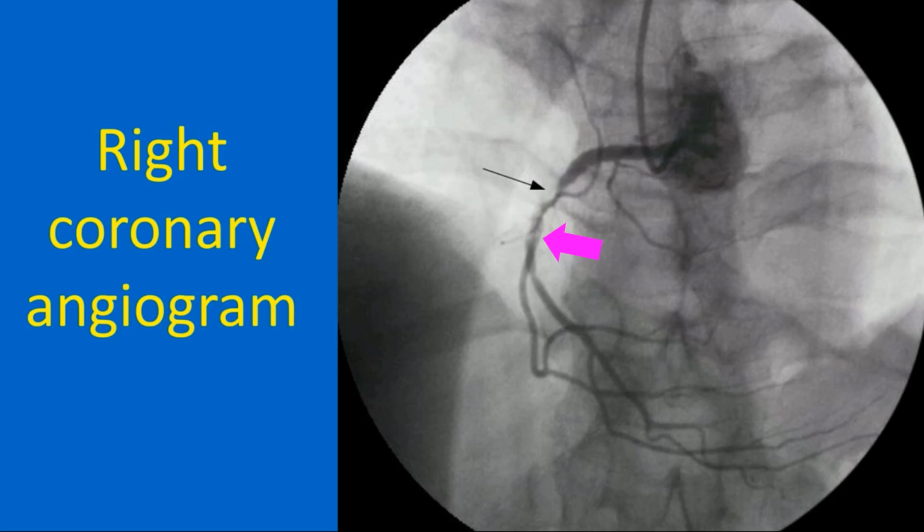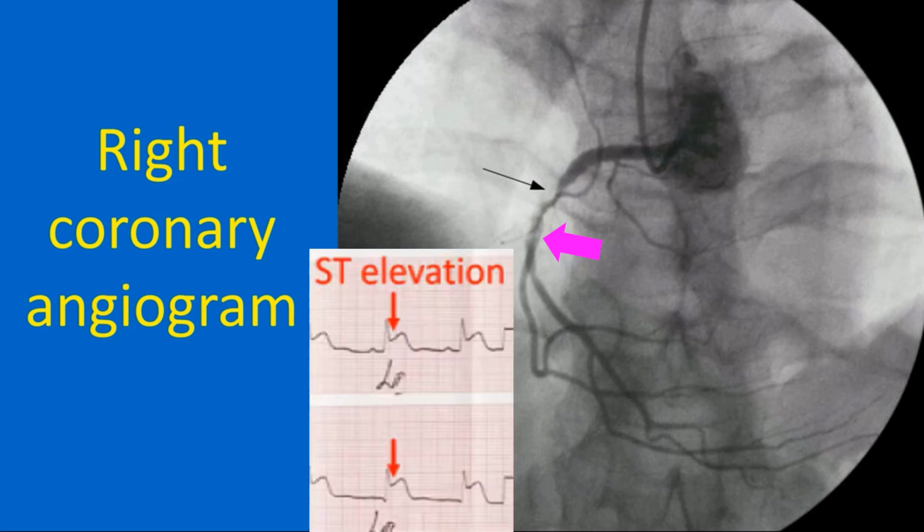We may be tempted to believe that this is the culprit lesion which has caused the inferior wall infarction. Generally, the ST elevation is more in lead 3 in right coronary occlusion while it is more in lead 2 in circumflex occlusion. But in this case, we have almost equal ST elevation in leads 2 and 3. Let us view the left coronary angiogram below and decide.